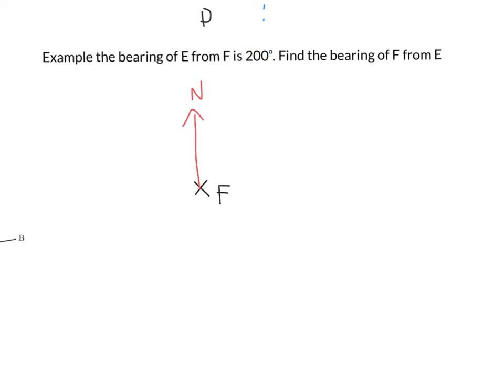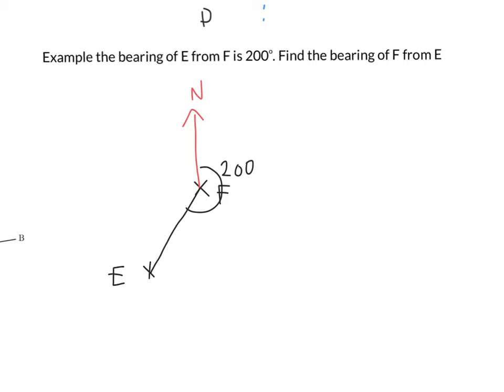It's 200. I know 180 degrees is half a turn, so that would be south. So 200 will be slightly more than going half a turn. So 200 degrees would be something like this here. Alright? So that angle there is 200 degrees. And when you turn 200 degrees from north, when you're at F, it'll be the bearing of E. You'll be facing E.